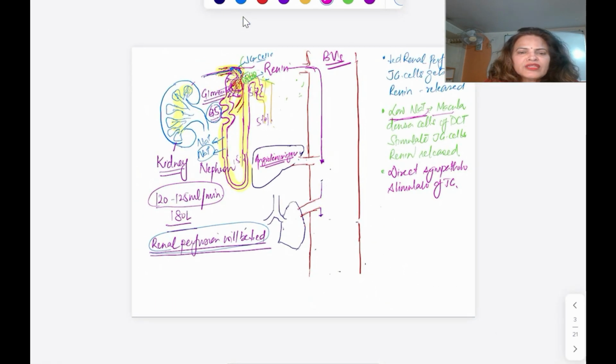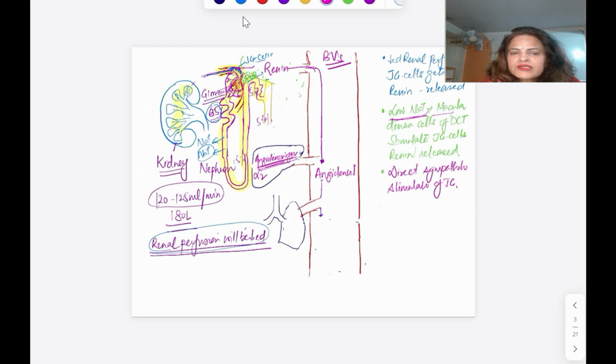Now you can make out by the figure only. It is an alpha 2 globulin which is synthesized and secreted by the liver. So this renin is going to act on this protein, and what is it going to form? It is going to form angiotensin 1.